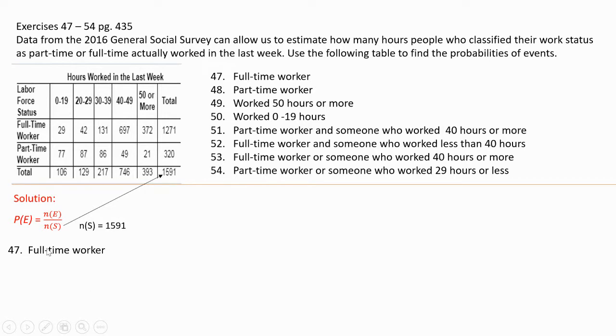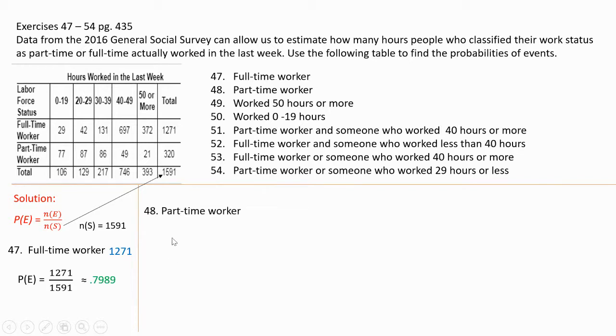Okay, now full-time workers. So hey, guys, where are my full-time workers? It's going to be this right here, these are all my full-time workers. So what's the total? 1271. So the probability of a full-time worker out of the sample space will be 1271 over 5091. And I believe they're going to want you to round off to 4 places. So you put this in the calculator, guys, it should give you approximately 0.7989, rounded off to 4 places.